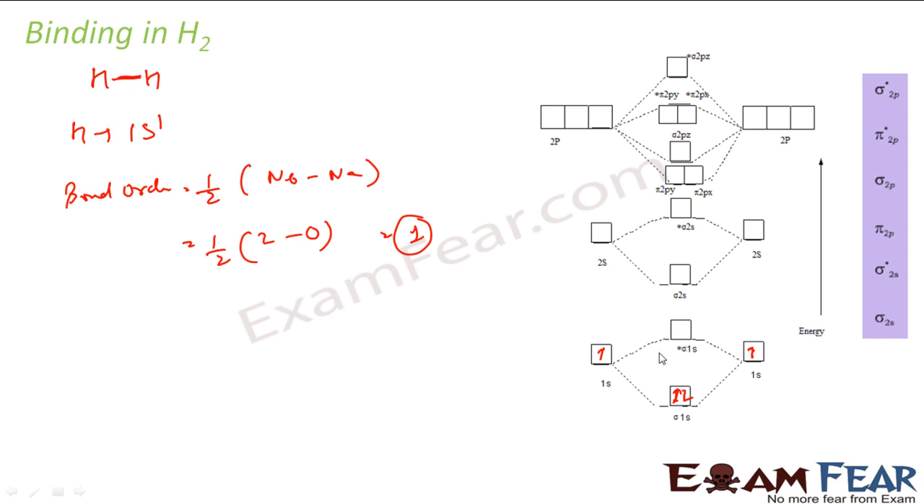Correct. Also, there is no unpaired electron. All the electrons are paired. So it is diamagnetic.